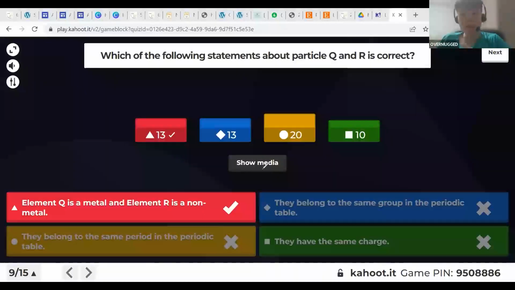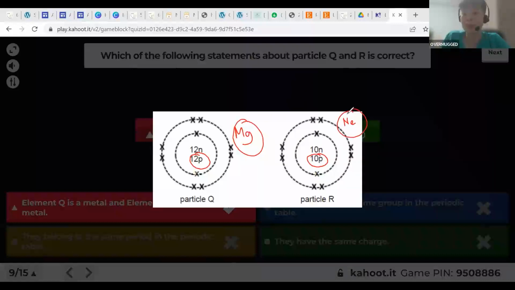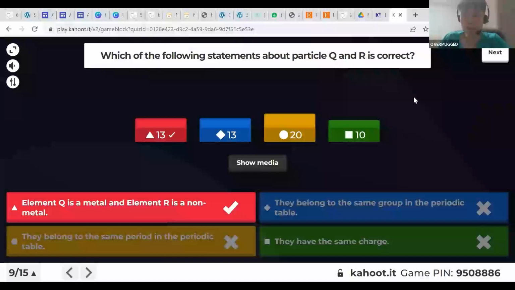If you are given the number of protons, you can actually go and match your periodic table. Remember I mentioned that proton number usually doesn't change. This is actually magnesium over here, proton number 12. This is actually neon over here, proton number 10. So magnesium is a metal, neon is a non-metal. Alright, so the answer is A.